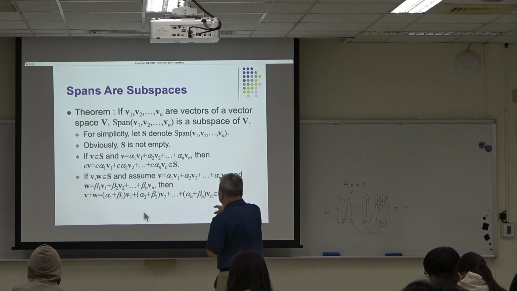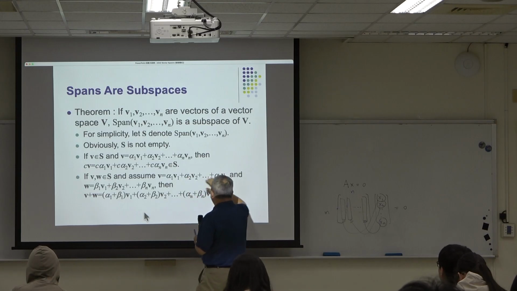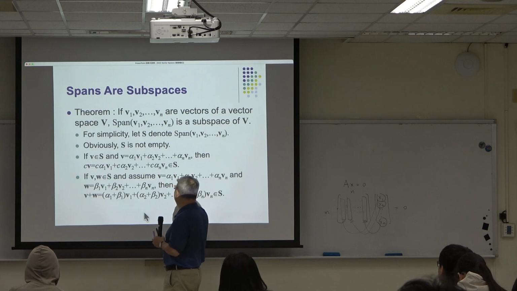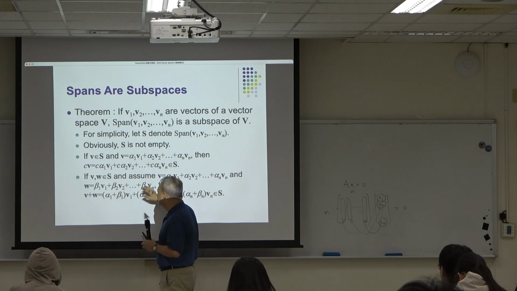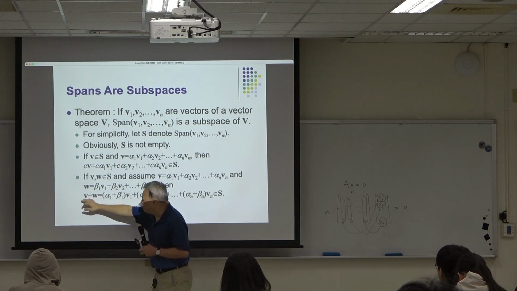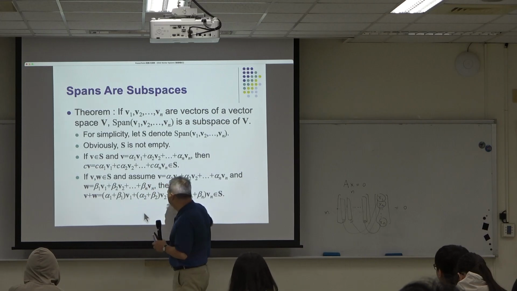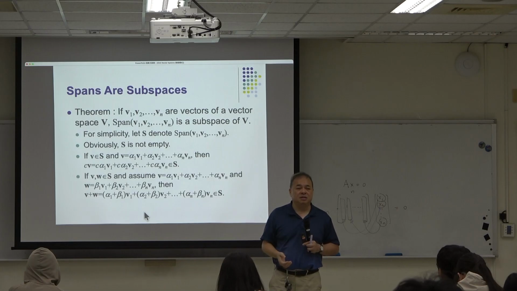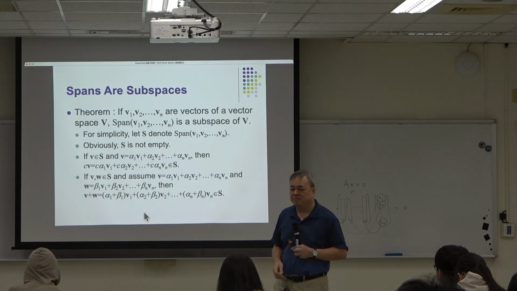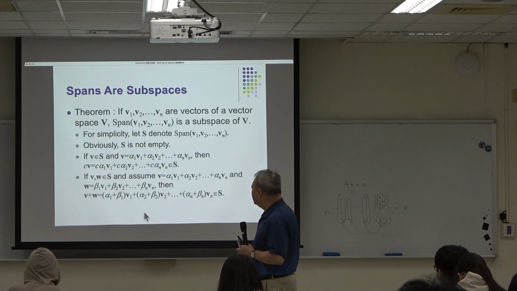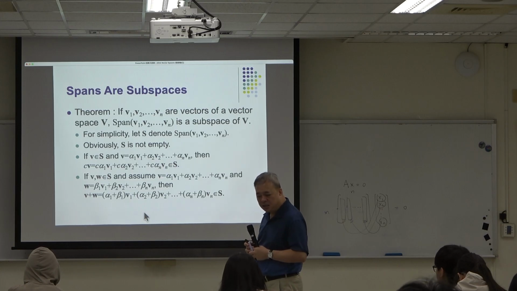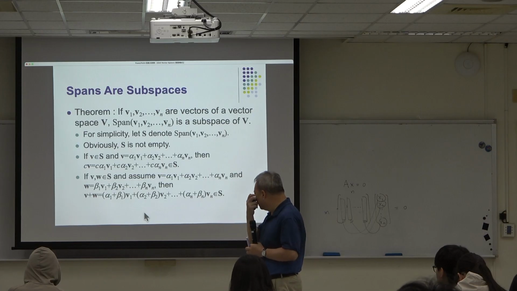And also, if V and W can be written in this form, V is written like this, and W can be written like this: alpha 1, alpha 2, and so on, and this is beta 1, beta 2. Then V plus W can be written like that, right? So in other words, V plus W is also in this span. In other words, this span is a subspace of the vector space.